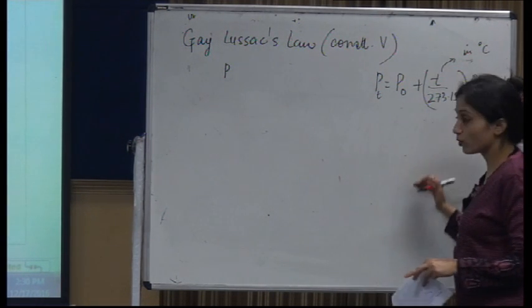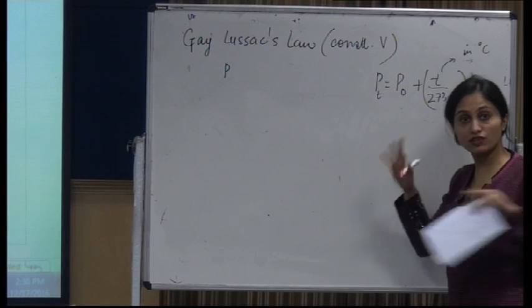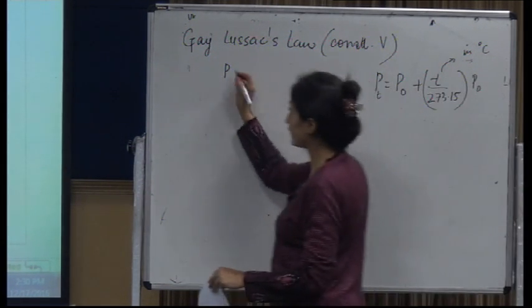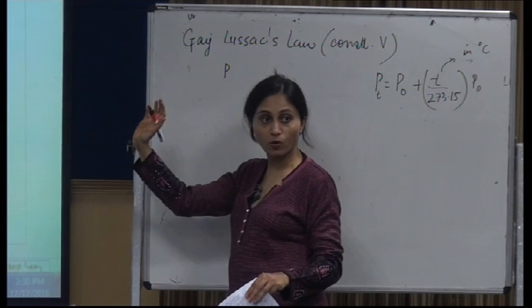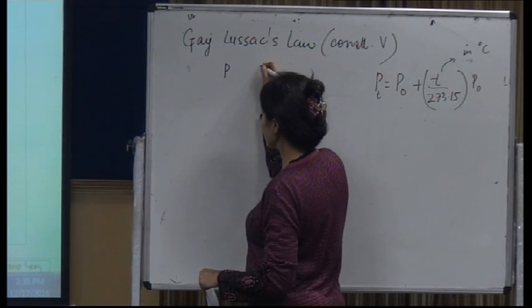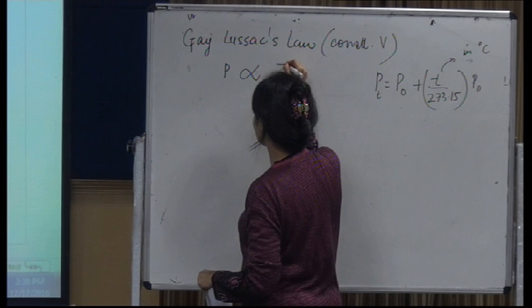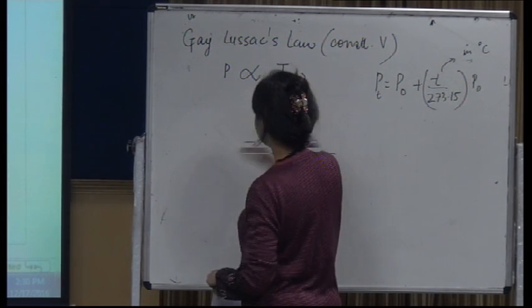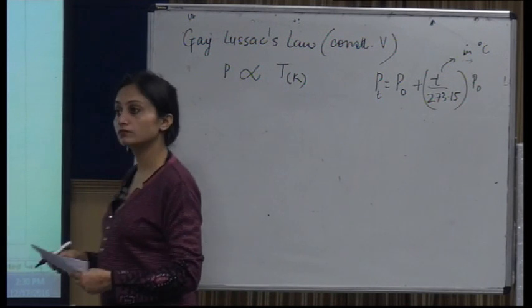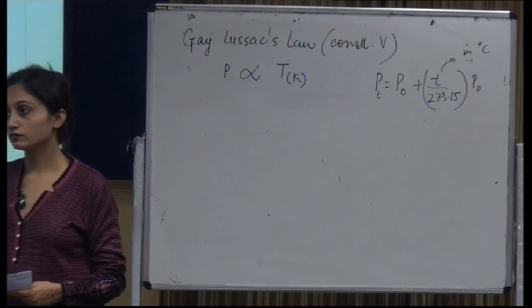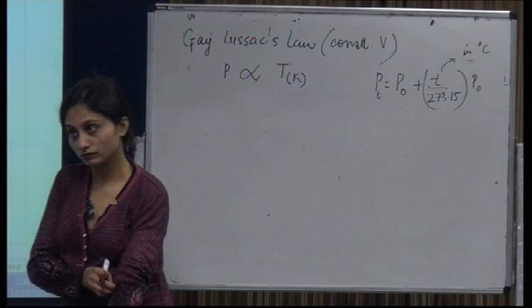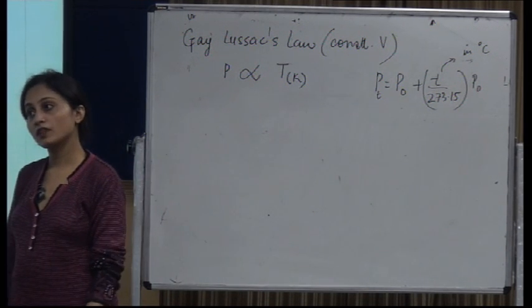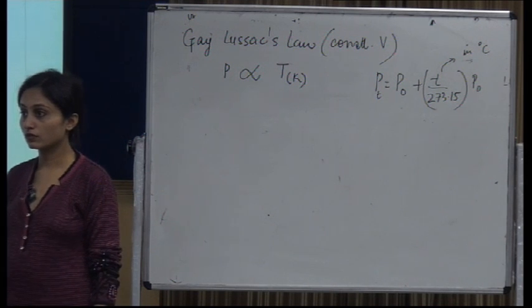And again when you rearrange, it was found that the Kelvin scale was absolutely required. Finally, Gay-Lussac's law can be given as: pressure is directly proportional to the temperature in Kelvin. Ma'am, but P is inversely proportional to 1 upon volume and V is directly proportional to temperature. So it should be P is inversely proportional to 1 upon.